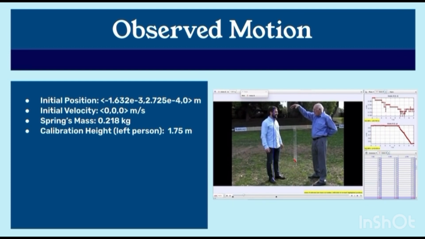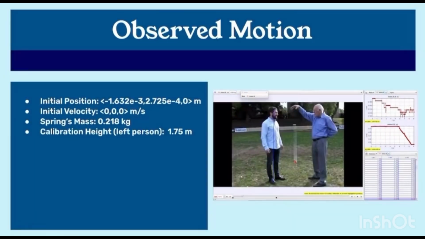As mentioned earlier, we took a YouTube video in which a man drops a slinky from a designated height, and we had to determine whether the bottom of that slinky would stay stationary while the top was falling. Using Tracker, we found the slinky's position and initial velocity. The initial position was negative 1.6 times 10 to the negative 3 in x, 2.72 times 10 to the negative 4 in y, and 0 meters in z. The initial velocity of the slinky was the zero vector since it was dropped from rest.